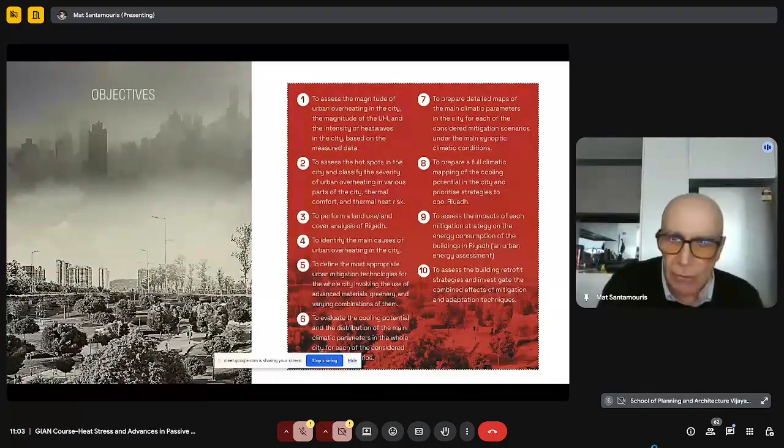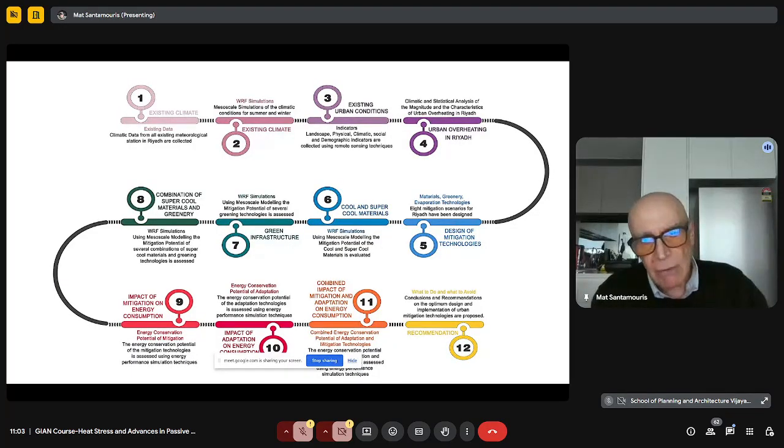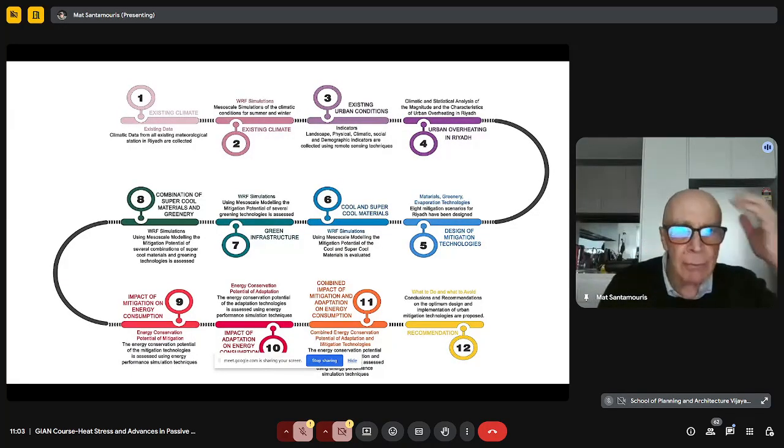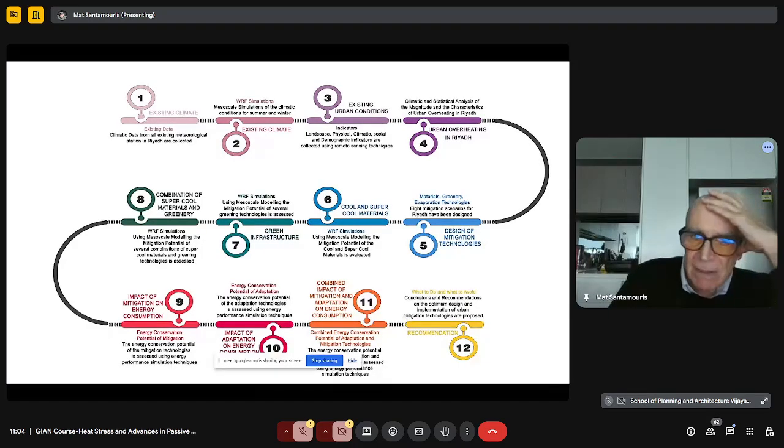These 10 major objectives were the main aims of the specific study. Then, once the objectives are well defined, it is very important to define the roadmap of the study. What do we have to do?